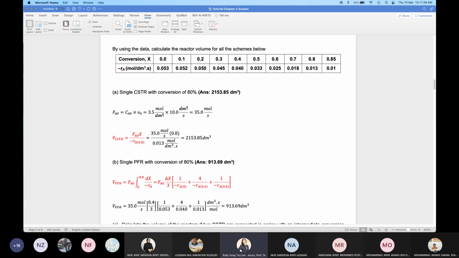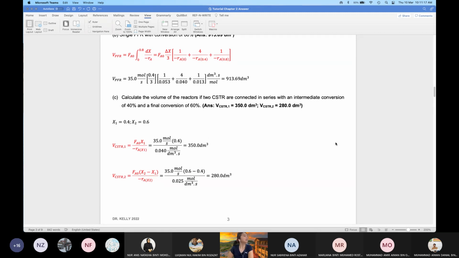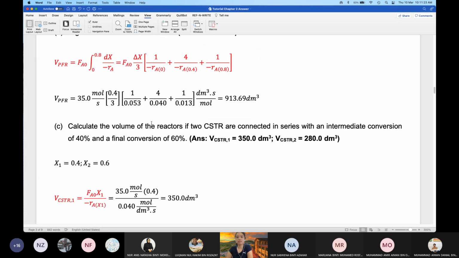Right, okay, so done on question A and B. We go to the next two questions, C and D. Okay, so question C. Calculate the volume of the reactors if two CSTR are connected in series with intermediate conversion 40%, final conversion 60%.